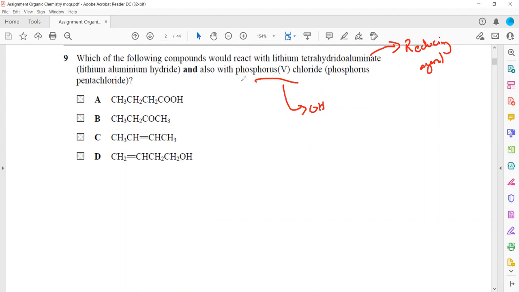So when we check the options, PCl5 can react with an alcohol or a carboxylic acid. So either A can be an answer or D can be an answer. Then when we check the reducing agent, as we know, a primary alcohol is oxidized to an aldehyde and the aldehyde is oxidized to a carboxylic acid. So if you have a carboxylic acid, using lithium tetrahydridoaluminate, it will be reduced to a primary alcohol.